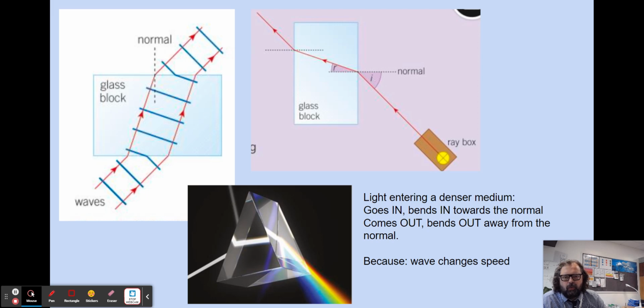R is smaller than I. And as the wave leaves the block, it bends out as it speeds up when it leaves the glass block and goes back into the air. So we explain refraction in terms of the change of speed, and we say that refraction will only happen where the wave is hitting a boundary at an angle that isn't right angles.